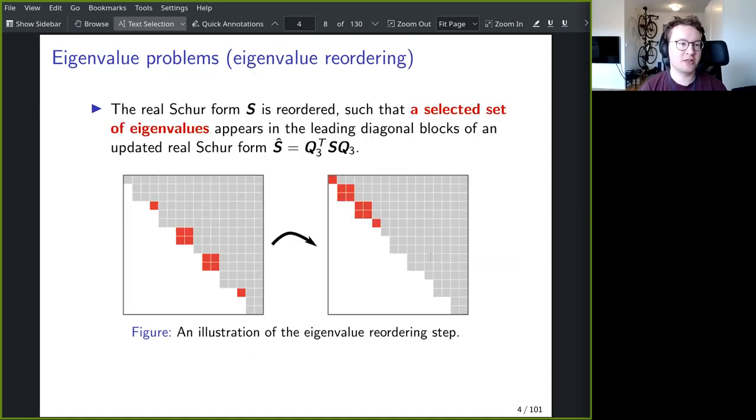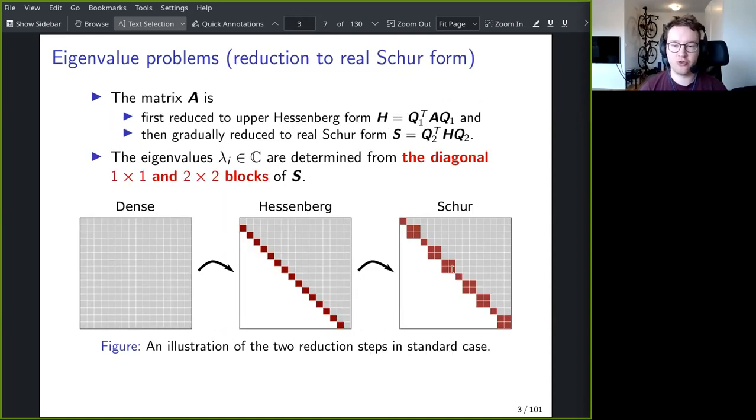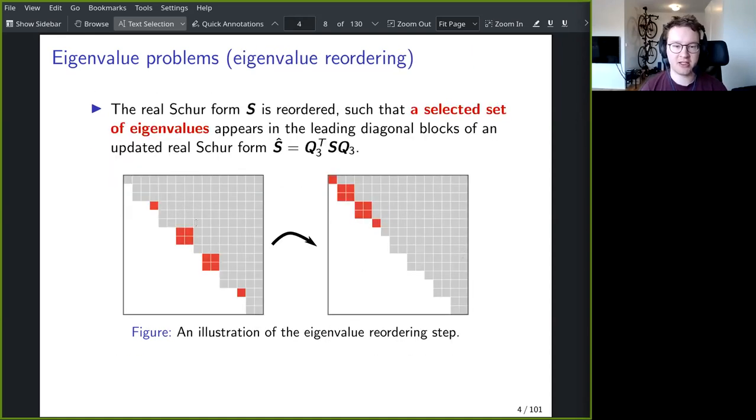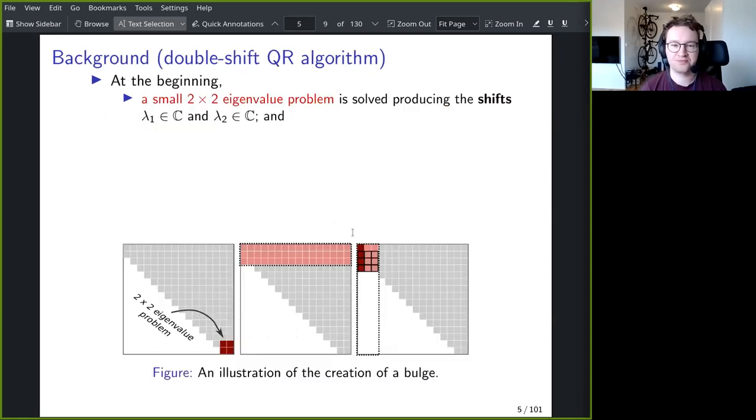Then there is a second type of thing you can do to the matrix once you have computed this so-called Schur form here, which is that you will take a subset of diagonal blocks and then apply a set of transformations to move these blocks to the upper left corner of the matrix. Then a little bit about the background of the algorithms that I've been using.